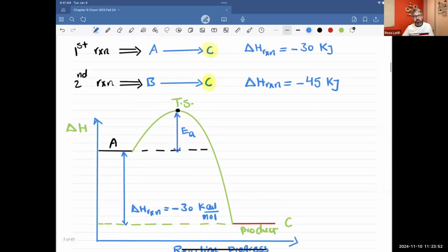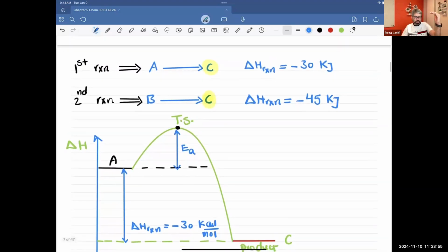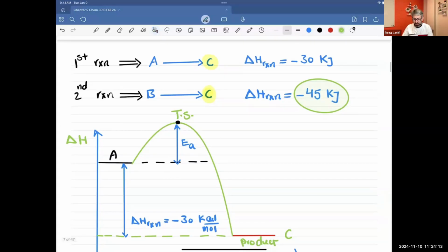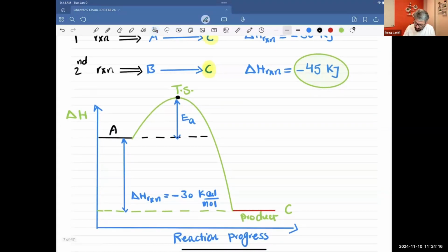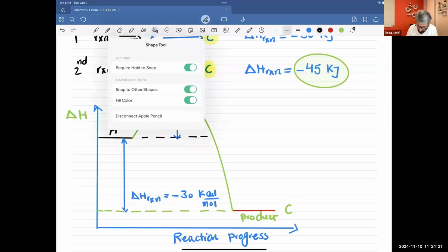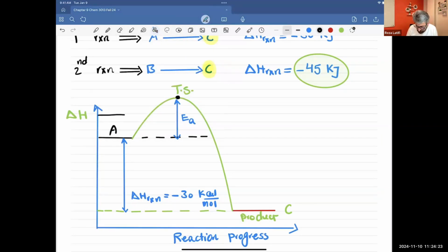Okay. Now, where do you put B? Higher than A or lower than A? Look to this number, the delta H. Delta H is bigger than the first reaction. So that means the gap between the reactant and product must be higher than the one that we have. So I'm going to put B somewhere, for example, here. So let's say we're going to put B somewhere here, and this is going to be B.